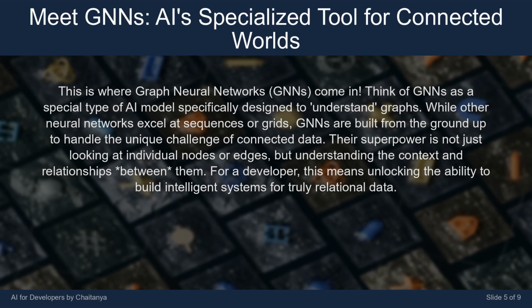This is where graph neural networks, GNNs, come in. Think of GNNs as a special type of AI model specifically designed to understand graphs. While other neural networks excel at sequences or grids, GNNs are built from the ground up to handle the unique challenge of connected data. Their superpower is not just looking at individual nodes or edges, but understanding the context and relationships between them. For a developer, this means unlocking the ability to build intelligent systems for truly relational data.